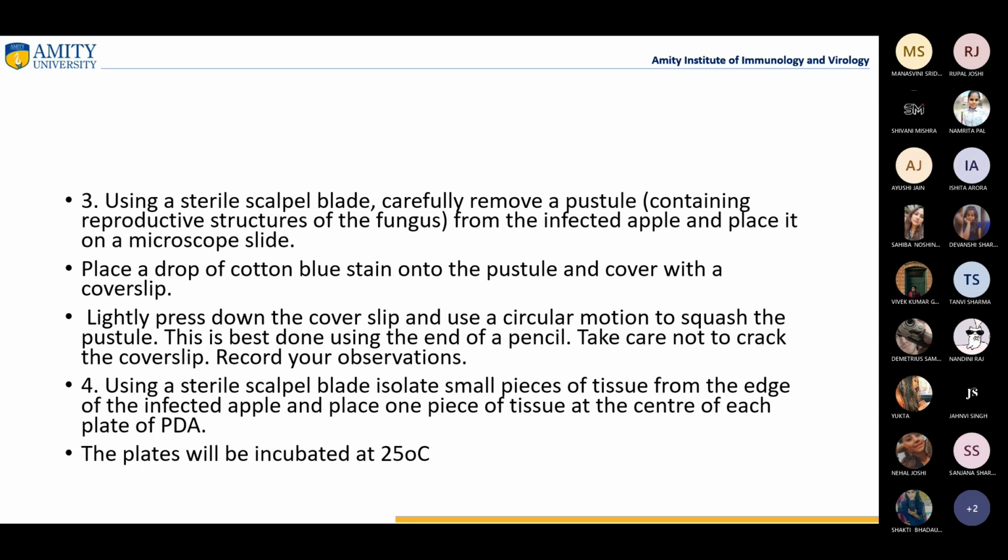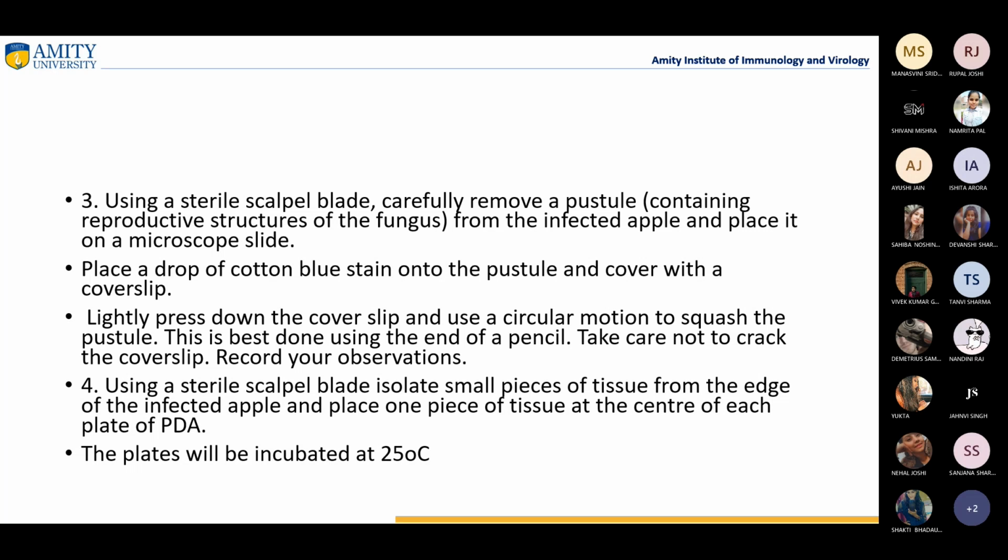Then using a sterile blade, we'll remove the pustules which are found on the apple. These pustules most probably contain the reproductive structures of the fungus, that means different kinds of spores, right? We are going to take them carefully and place them on the microscopic slide, so that we can see whether there are some spores under the microscope or not, because with naked eyes we cannot see anything, right?